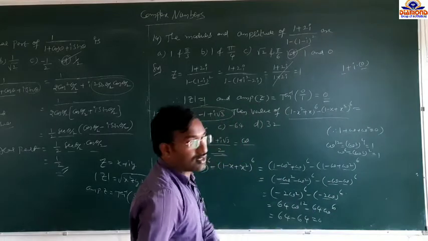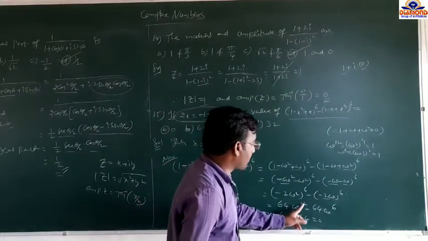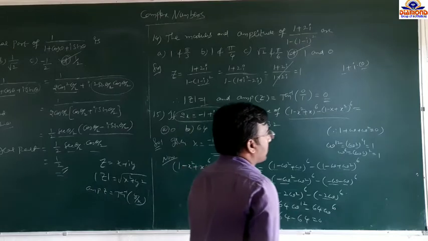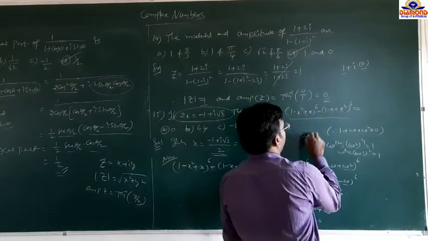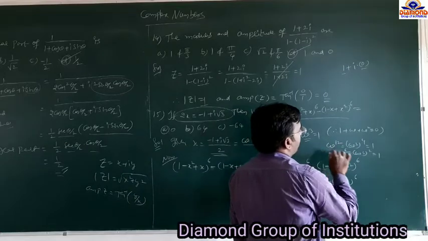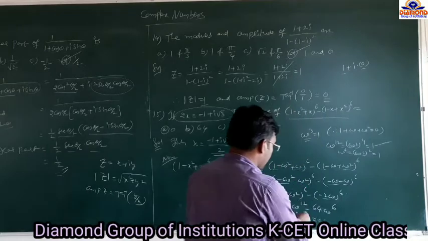So minus 2 power 6 is nothing but 64. So 64 omega power 12 minus 64 omega power 6. So omega power 12 value: you know that omega cube is 1. So omega power 12, how to write in terms of omega cube power 4. So 1 power 4 is 1. So that's why this is 64.